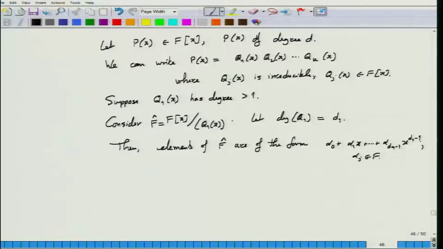Strictly speaking, the element is this plus the ideal. The elements of this quotient ring have the form a plus I. I am not writing the plus ideal just to simplify, but you must keep in mind that the elements of this quotient ring are not polynomials, they are equivalence classes.